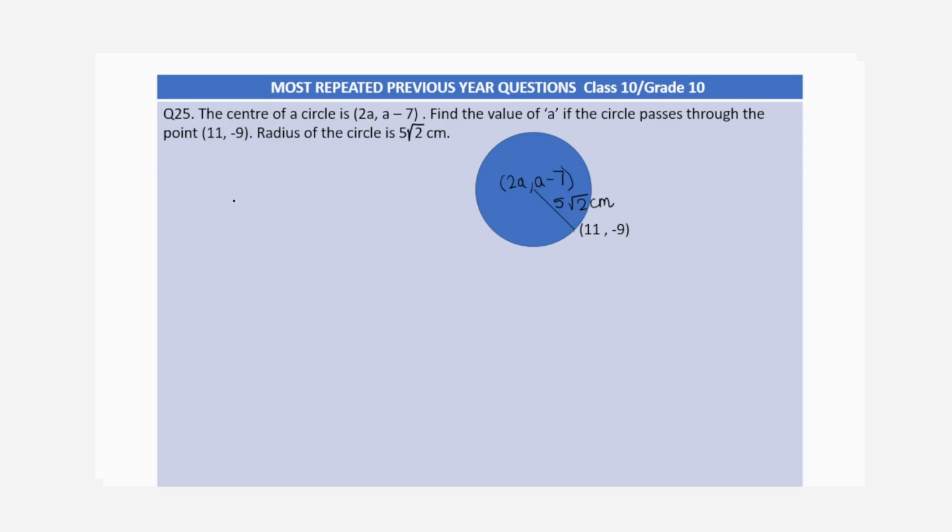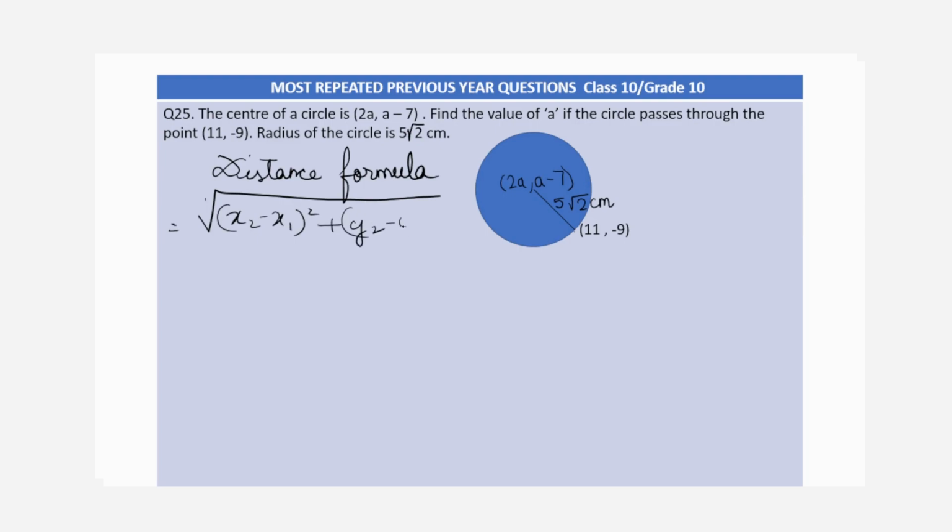Now the solution is very easy. We just need to use the distance formula. What is the distance formula? Distance formula says that if there are 2 points with coordinates (x2, y2) and (x1, y1), then the distance between these 2 points will be the square root of x2 minus x1 squared plus y2 minus y1 squared.